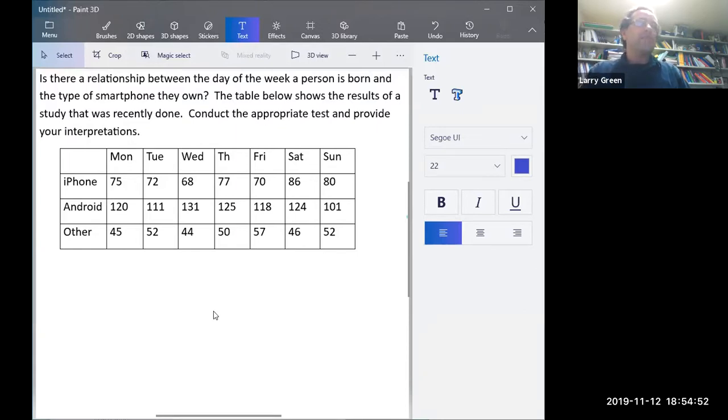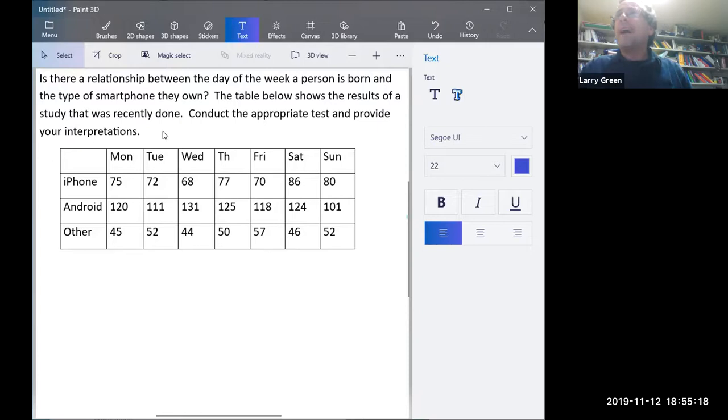Right? Because the other was, what kind of car do you own? Foreign. That's not quantitative. And similarly here, you can ask two questions. What day of the week were you born in? And you're going to ask, what kind of smartphone do you have? I got one of these old smartphones. So any questions on that?